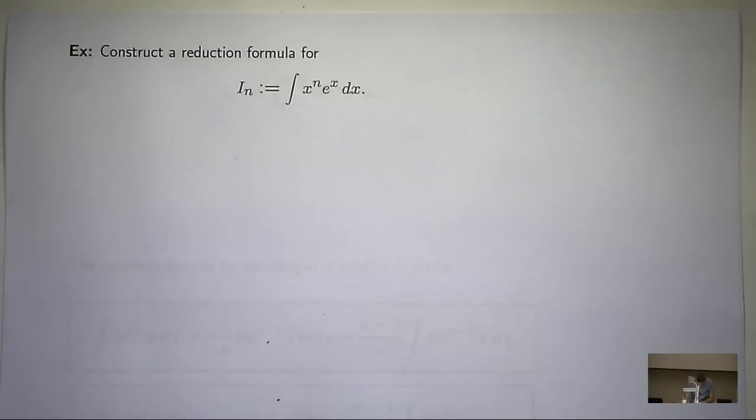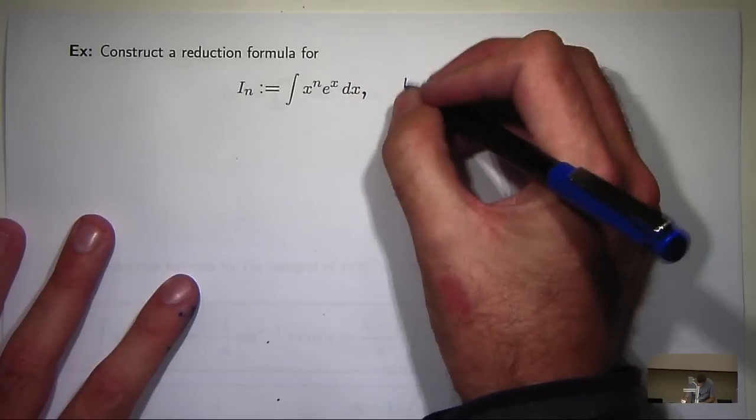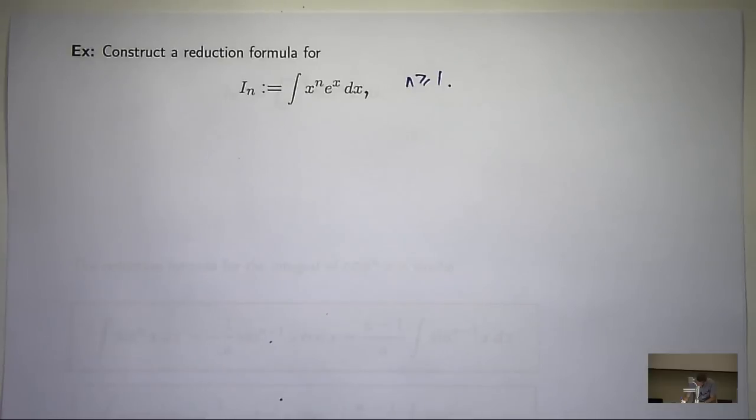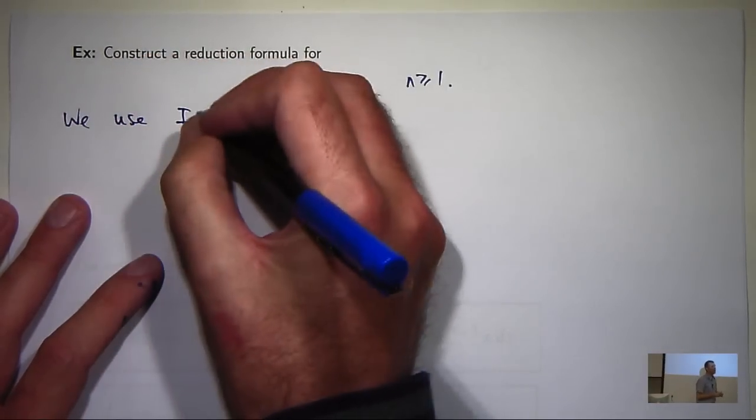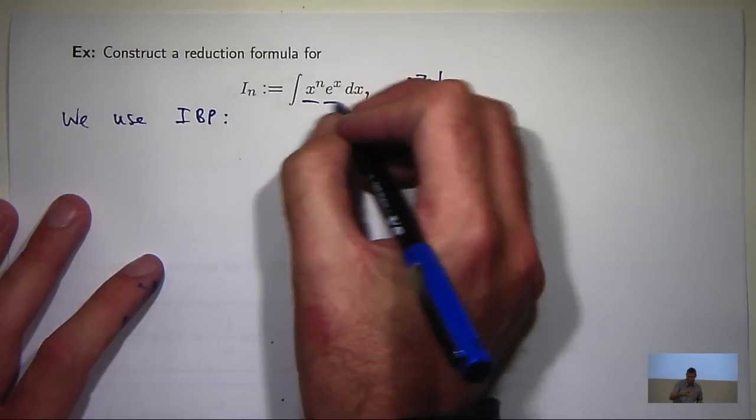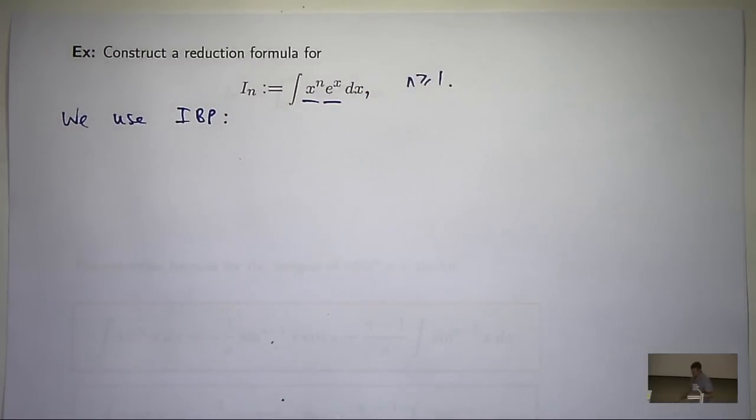So here I'm just interested in the case n greater than or equal to 1. Okay. All right. Integration by parts. We need to make a choice. With integration by parts, I need to assign, say, u and v dash to parts of our integrand. Now, in this case, I'm going to let x to the n be u and e to the x be v dash.